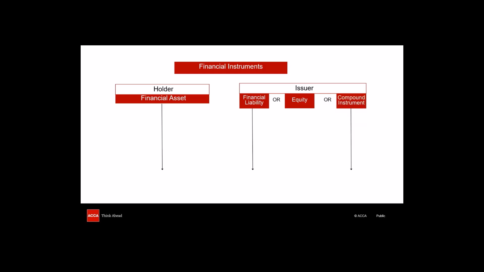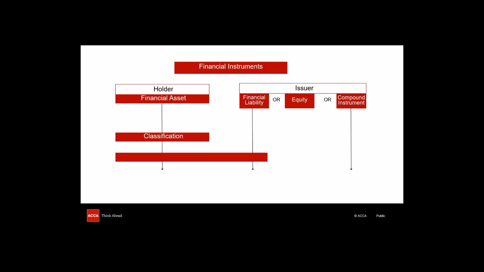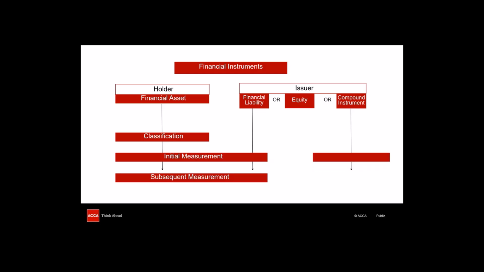In this particular video, we are going to bifurcate all of these and talk about their recognition and measurement criteria. Starting off with the financial asset, we are going to talk about classification and the initial measurement, then subsequent measurement, same for financial liability, initial measurement and subsequent measurement, and in the end we are going to talk about compound instruments, how they are measured initially and subsequently.